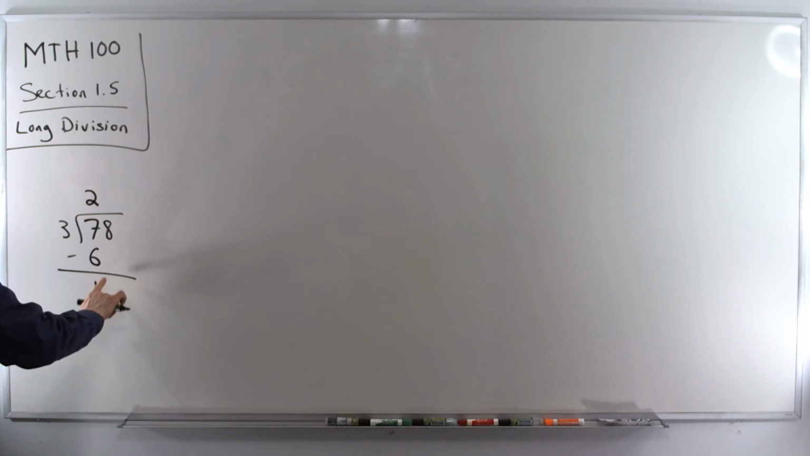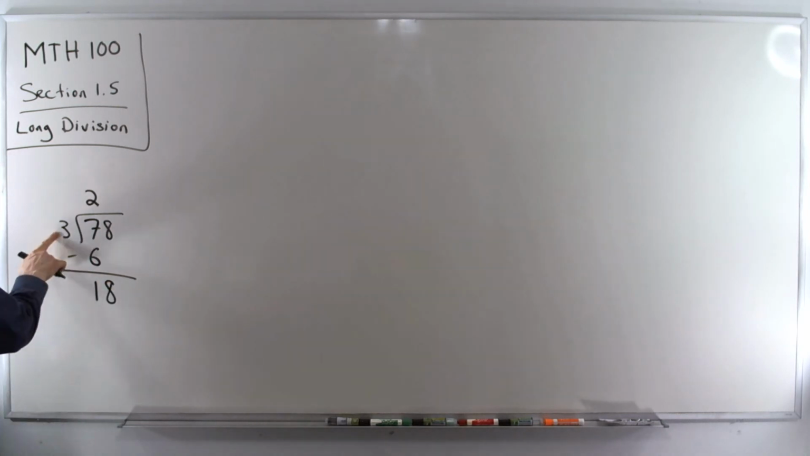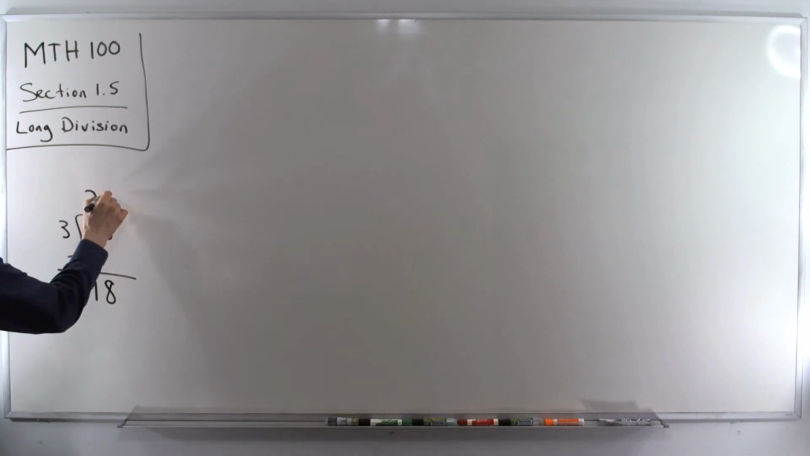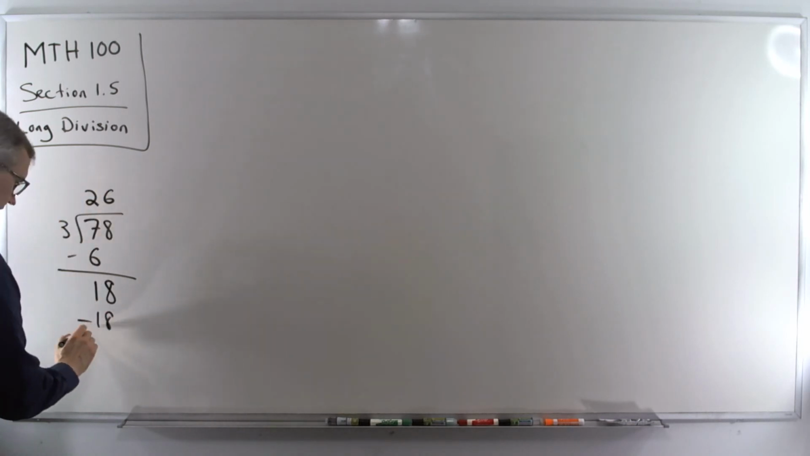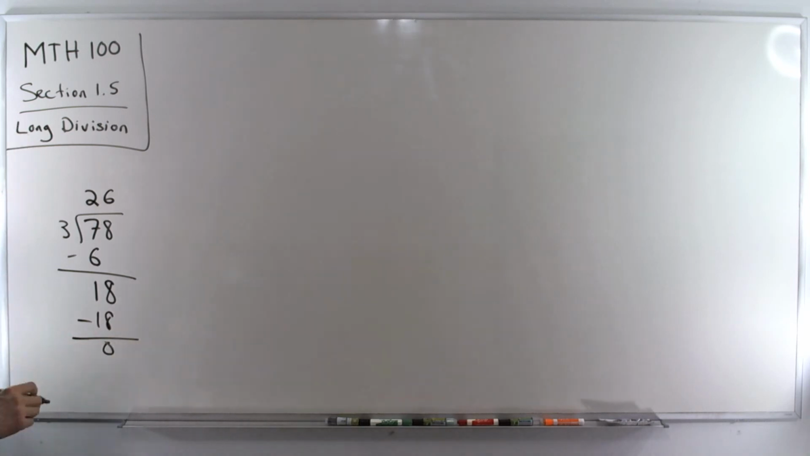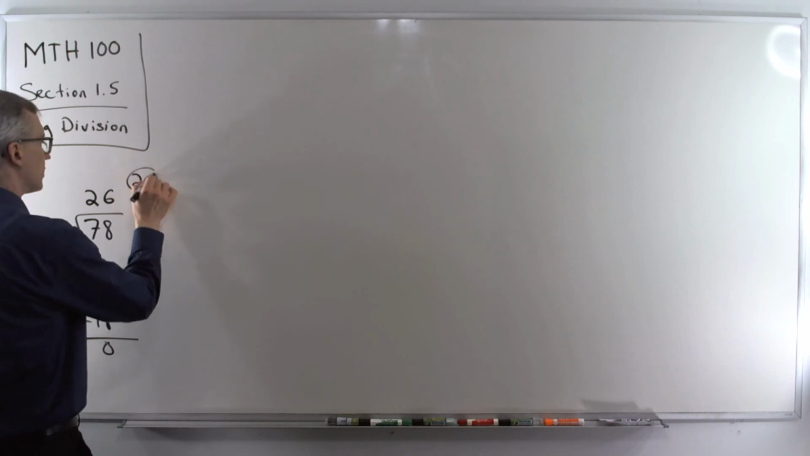All right, now we're going to bring down the 8. And now we see how many times 3 goes into 18. Well, that is going to be 6. 6 times 3 is 18, so it goes in evenly. We get a 0, so we're done. So our answer here is 26.